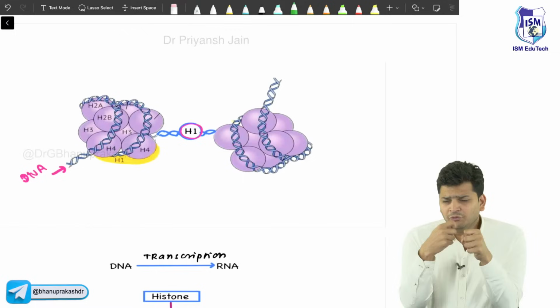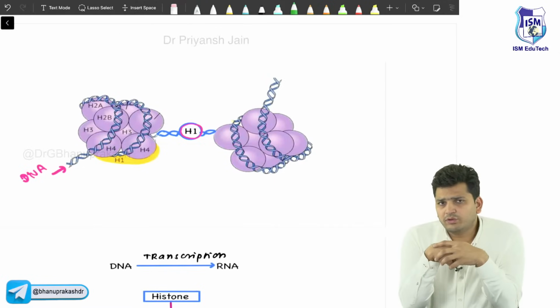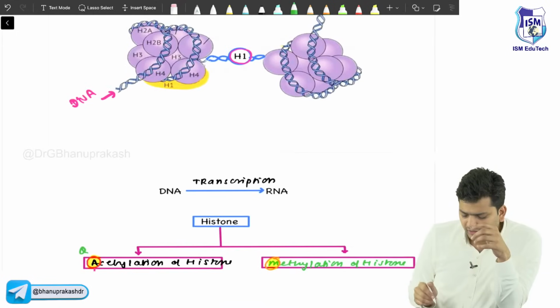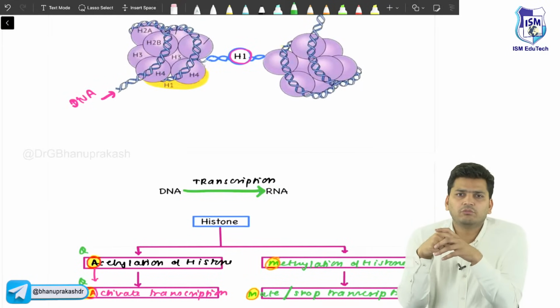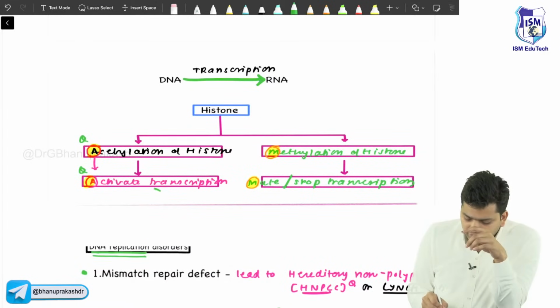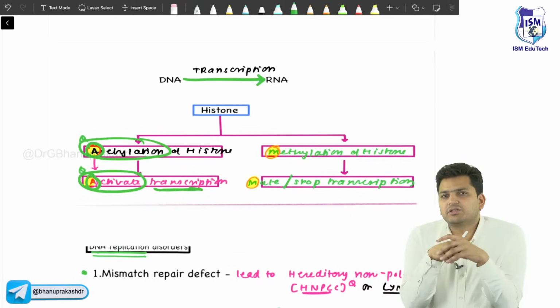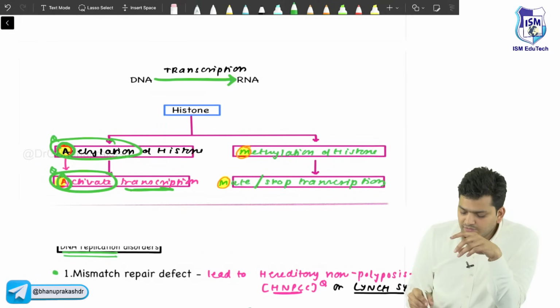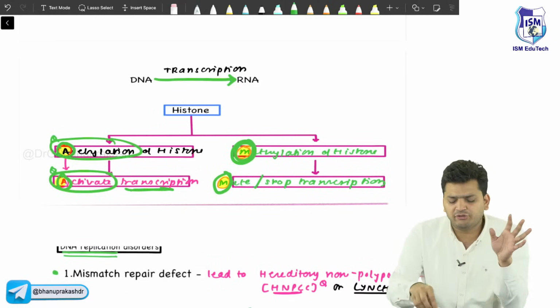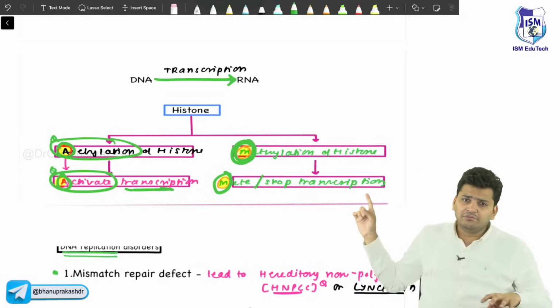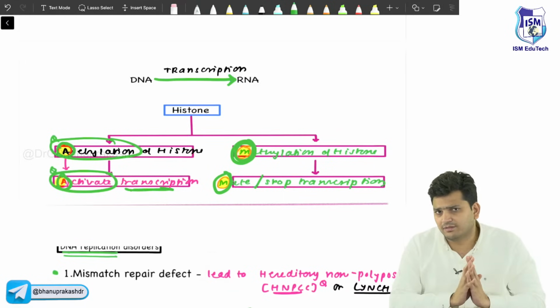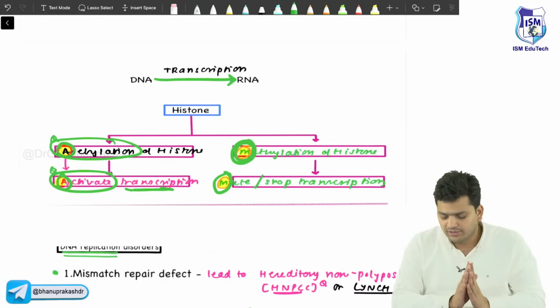How? If you want to do any procedure, for example transcription. Transcription means DNA to RNA. You want to make DNA to RNA. You need to take the permission from histone. If you want to activate the transcription, you need to do acetylation. A for acetylation, A for activation of the transcription. If you want to stop the transcription, you need to do methylation. If you do the methylation, it is going to mute the transcription. It's a very important point. If you do the acetylation, that will activate the transcription. If you do the methylation of histone, that is going to stop the transcription. Methylation is going to mute, acetylation is going to activate.